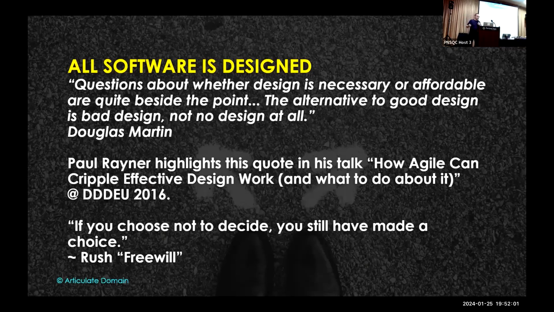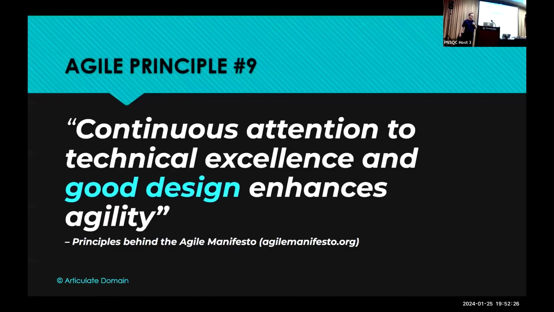There's a guy named Paul Rayner. You could look him up. He did a talk at DDDEU in 2016 that mentions this and talks about how implementations of Agile, not Agile itself, but implementations of Agile have kind of messed this up, and what to do about it. And then Rush, if you know the band, they have a line in their song Free Will: if you choose not to decide, you still have made a choice. This is very important when it comes to software design.